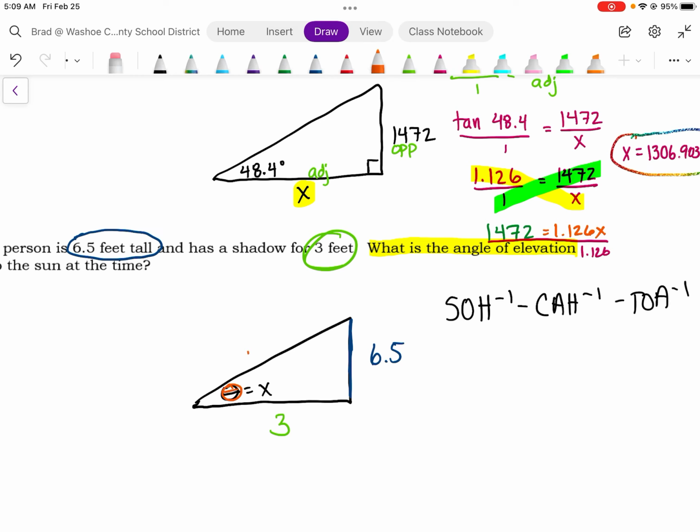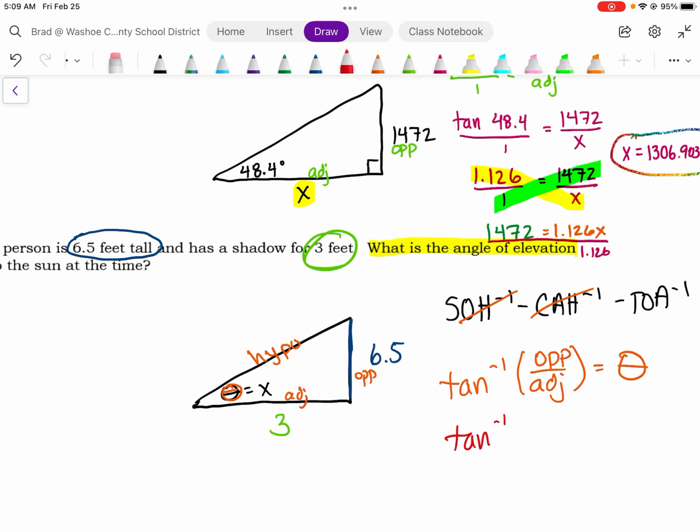So if I look at my theta here, this is the hypotenuse, opposite, adjacent. So we're going to go ahead and say, alrighty, we'll use our tangent once again, big surprise. So tangent inverse, because I'm looking for the angle, is the opposite divided by the adjacent. And that's going to give us our theta. So in this case, we're going to do tangent inverse of 6.5 divided by 3 is equal to x.